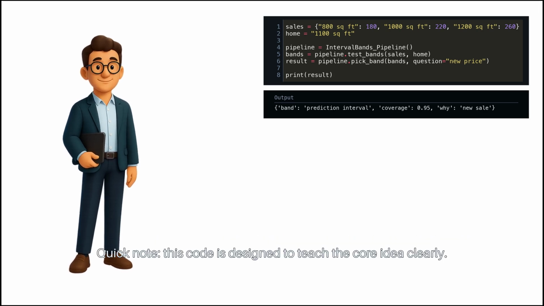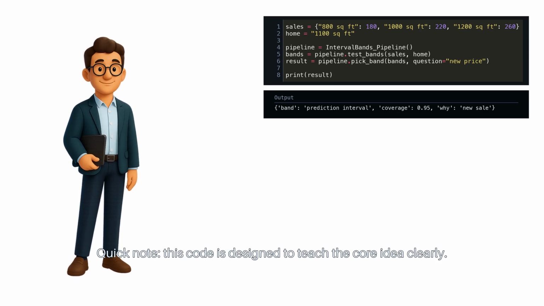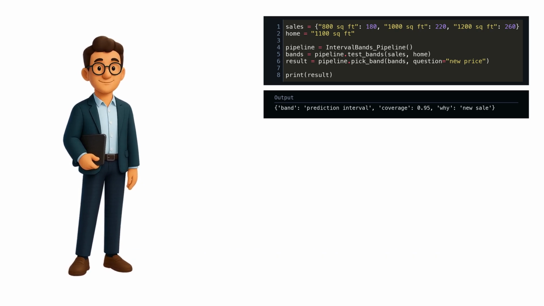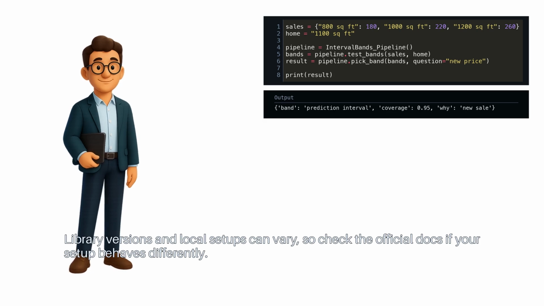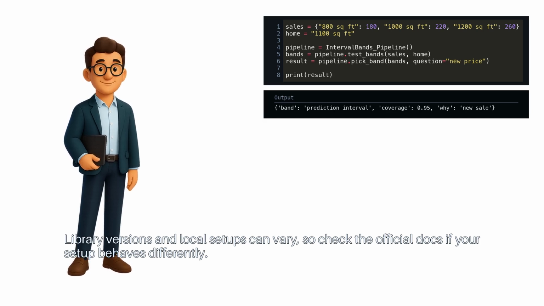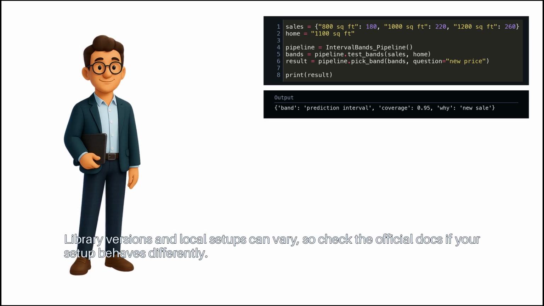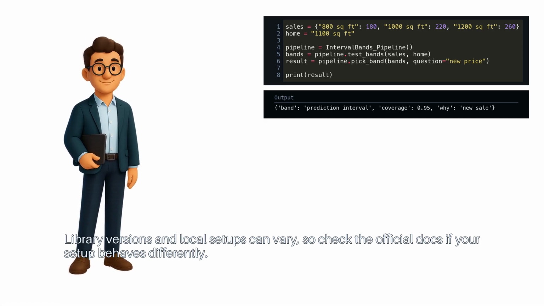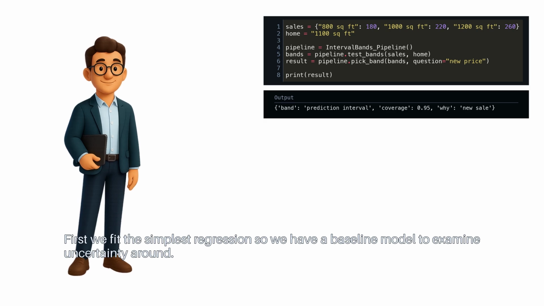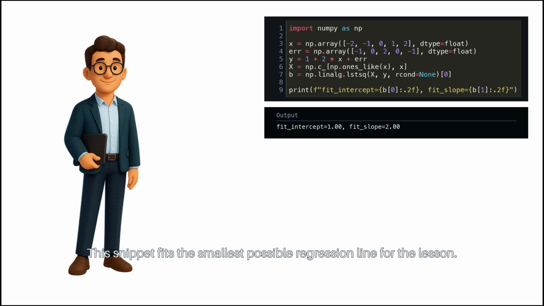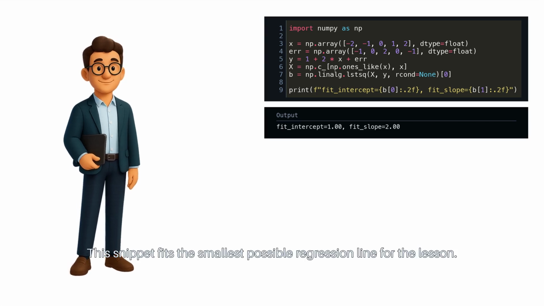Quick note: this code is designed to teach the core idea clearly. Library versions and local setups can vary, so check the official docs if your setup behaves differently. First, we fit the simplest regression, so we have a baseline model to examine uncertainty around. This snippet fits the smallest possible regression line for the lesson.